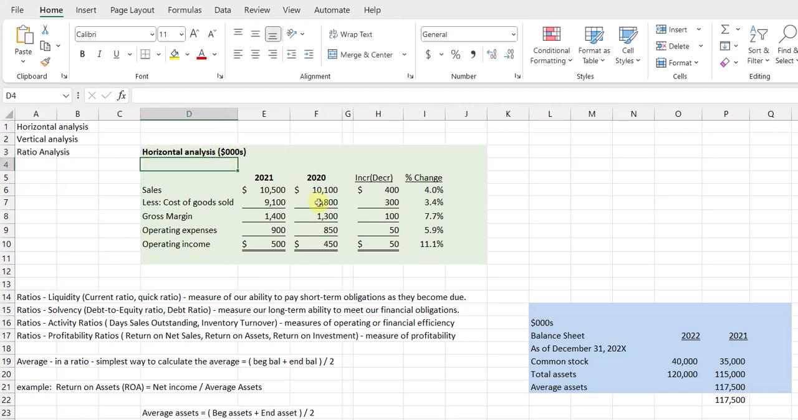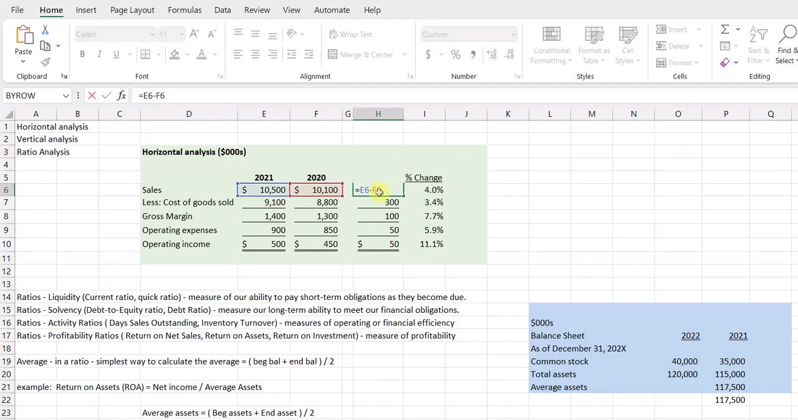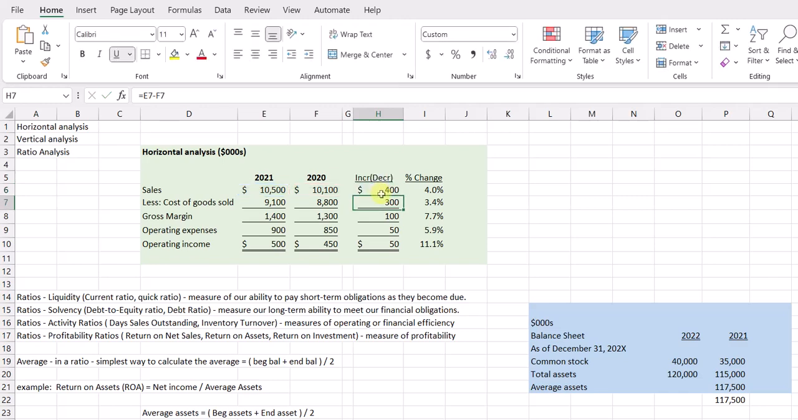Okay, so last year we had 10.1 million. This year we have 10.5 million. That's an increase of 400. How do we calculate that? Just calculate the difference. Take the current year minus the prior year for a positive change. Okay, and if by chance it went down, the number will show up as a decrease.